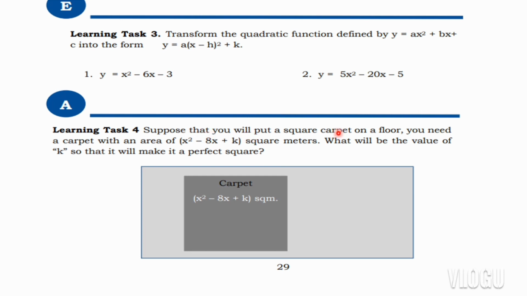Suppose that you will put a square carpet on the floor. You need a carpet with an area of x squared minus 8x plus k square meters. What will be the value of k so that it will make it a perfect square? So, ang hahanapin nyo lang dito ay yung k. Paano ba hahanapin ang value ng k? So, bibigyan ko rin kayo ng example.